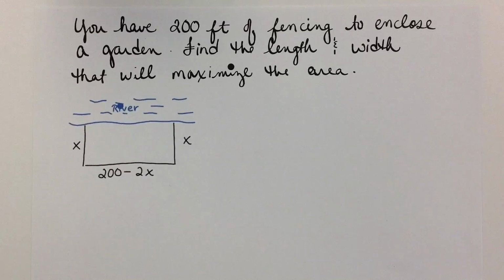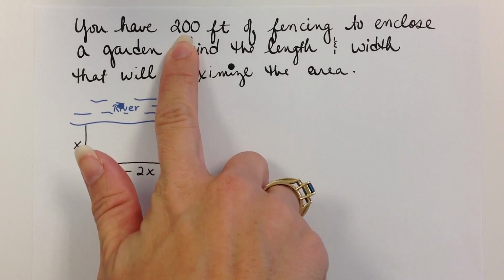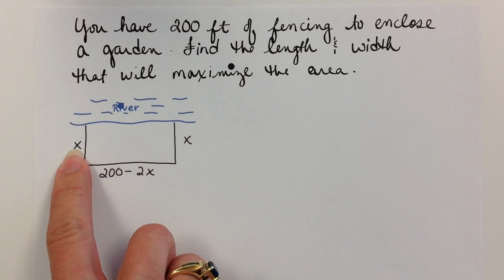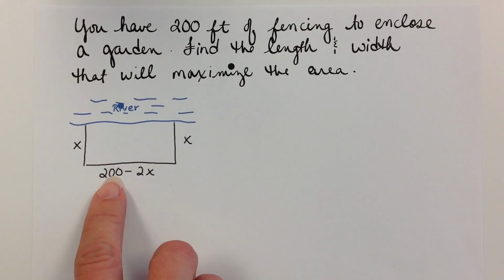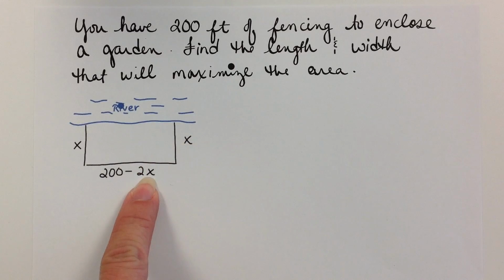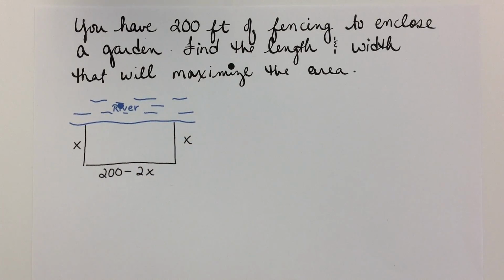So they've already defined that your width is X and that your length is 200 minus 2X. Now the 200 minus 2X just comes from the fact that you have a total of 200 feet of fencing. So if you put X amount here, X amount here, then you just take your total and subtract each of those X's, which would be the same thing as subtracting 2X. So therefore whatever's left over will be the length of that side.